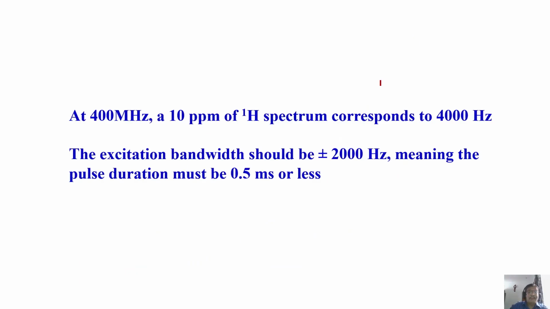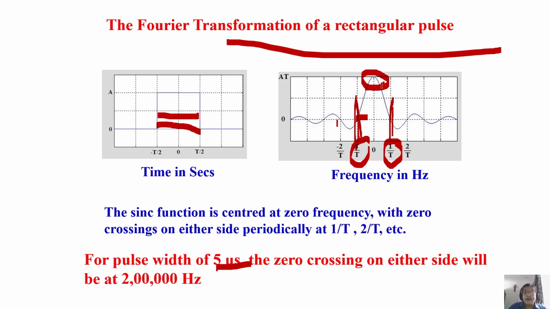For example, at 400 megahertz, if you want to take 10 ppm as your spectral width, which corresponds to 4000 hertz, your excitation band should be plus 2000 or minus 2000 from the center of this power spectrum. From the center of this power spectrum, you should have 2000 here, 2000 here. That's much better. The uniform excitation will be there in that region.